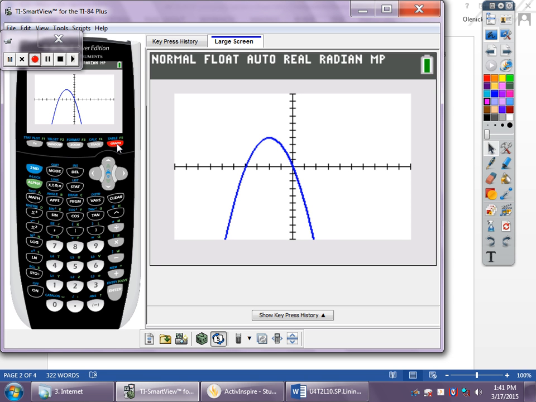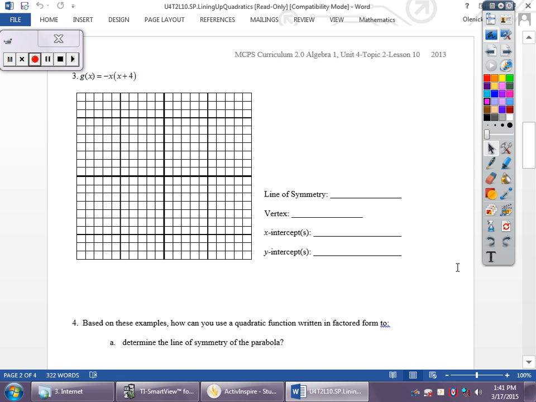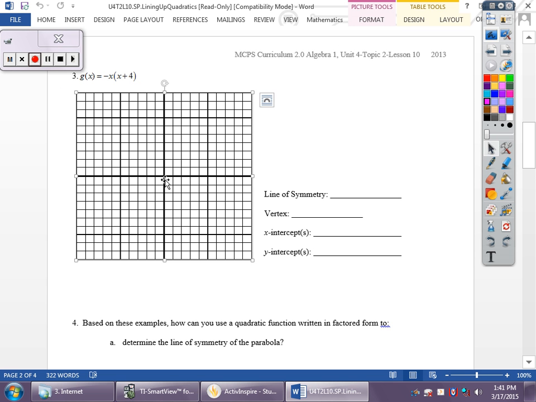My vertex is at negative 2, positive 4. Okay, so we had 0. We had negative 4. We had negative 2, 1, 2, 3, 4 was my vertex, and it opened down. This time we only have 3 points because 2 of our points overlap.